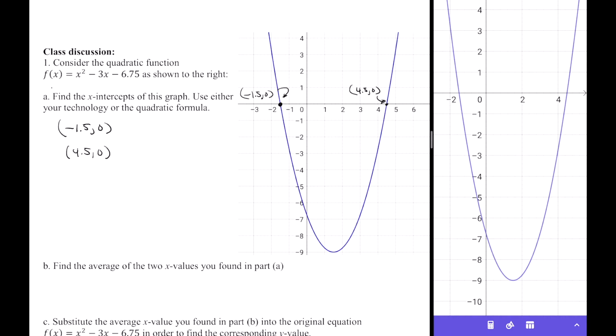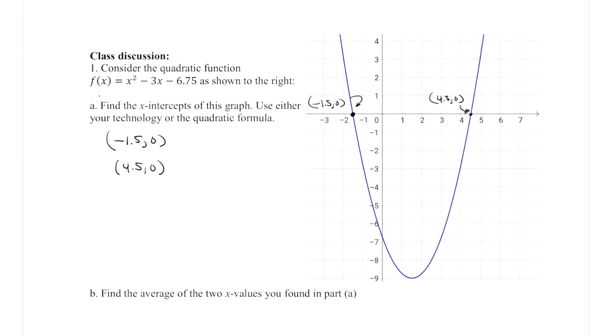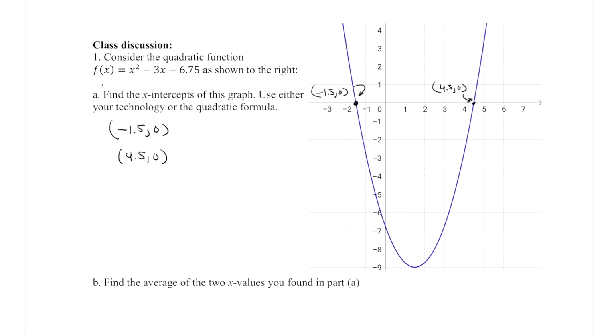All right, now let's continue. Let's find the average values. Find the average of the two x values we found in part A. And since space is limited here, I'm going to work out the solution for this problem up above. And we're just going to find the average of the x values. So negative 1.5 plus 4.5 divided by 2. In the numerator we have 3, in the denominator we have 2, so this is 1.5.